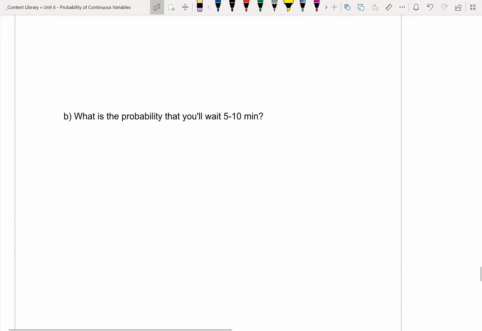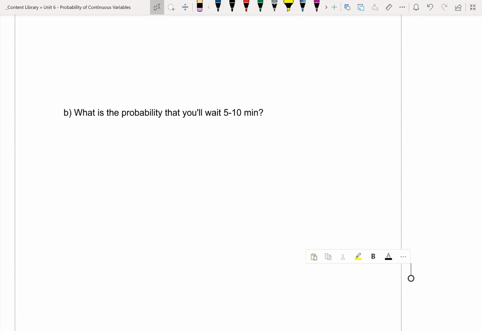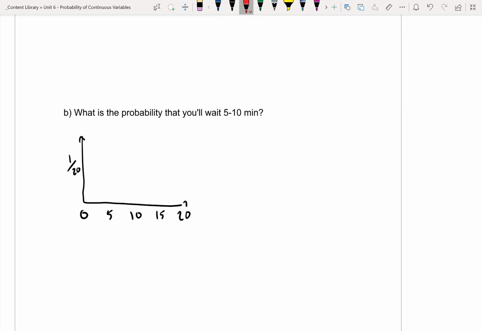So for B, what is the probability that you will wait 5 to 10 minutes? Well, if I go back and I look at my graph, I know it went from 0, 5, 10, 15, 20. I know that the height was 1 out of 20, or that was the probability for any value. It was 1 out of 20.